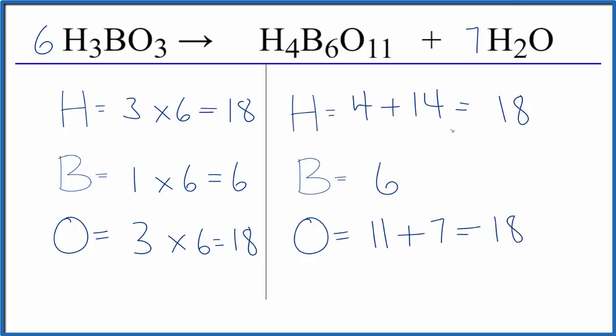So the trick here, make sure you count the atoms up on this side correctly. You have 4 hydrogens and 2 hydrogens initially, and the 11 oxygens, 1 oxygen initially. And then I decided to change the coefficient on the water in order to balance the hydrogen since it's the smaller molecule and it doesn't have that boron in it. It just worked out. This is Dr. B with the balanced equation for the decomposition of H3BO3, boric acid.